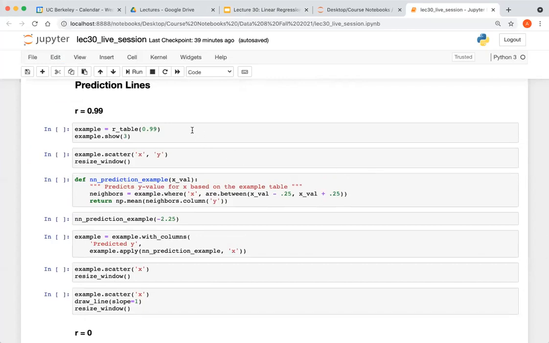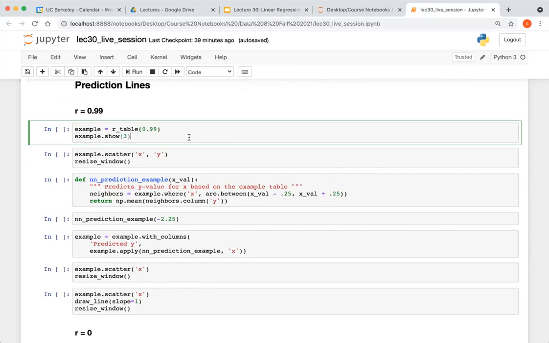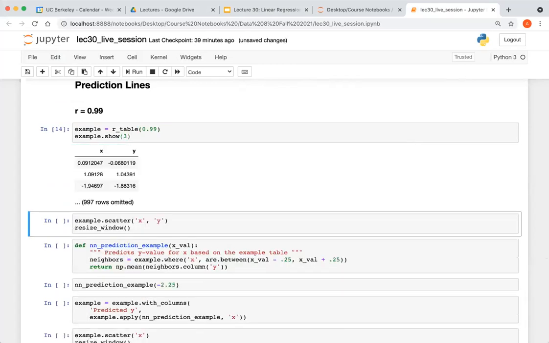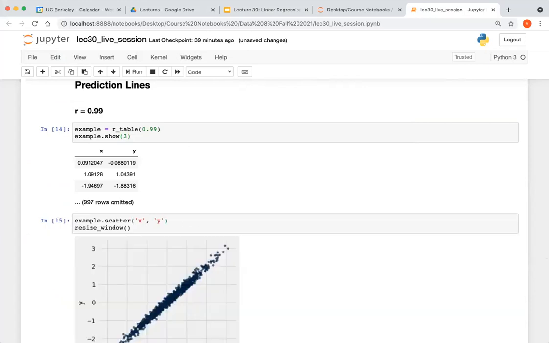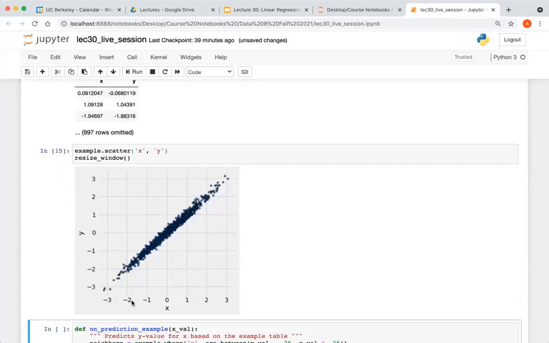So what we have done up at the top, in all those functions, we have defined R table, a function that takes a correlation and gives you back 1,000 data points with pretty much that correlation. It's empirical, so it's not going to be exact, but it's going to be pretty close to 0.99. And so I'll draw the scatter diagram. What resize window does is it makes sure that both axes are on the same physical scale.